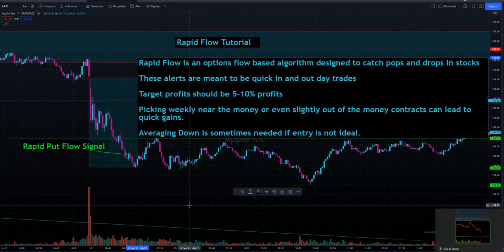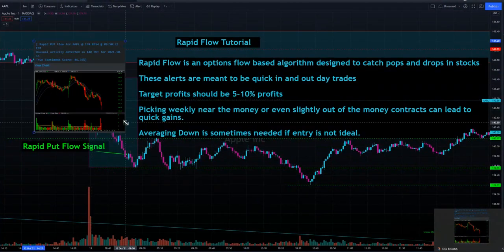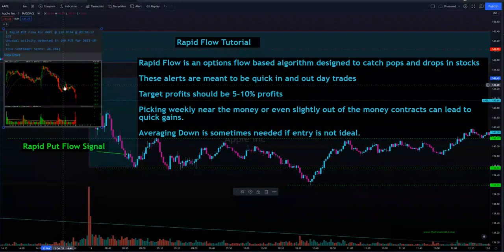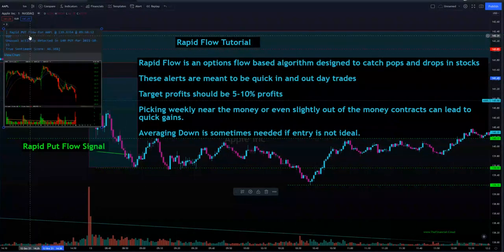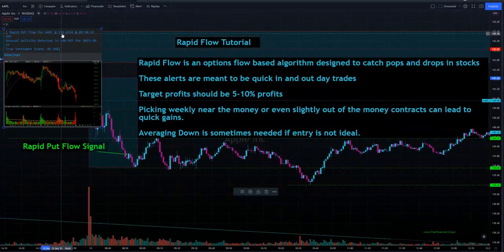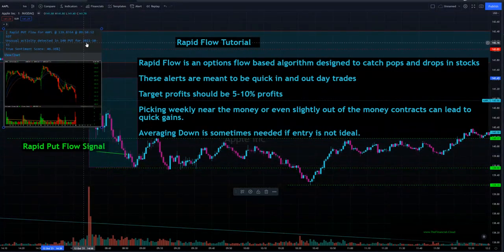So here is the alert that I was talking about. You can see in the chart this wide downward movement. You can see the rapid put flow for Apple at 139.83. This is Eastern time; in the Discord, I have mine on Central time for this purpose. You can see that's for the 140 put for this Friday, so that was right near the money.